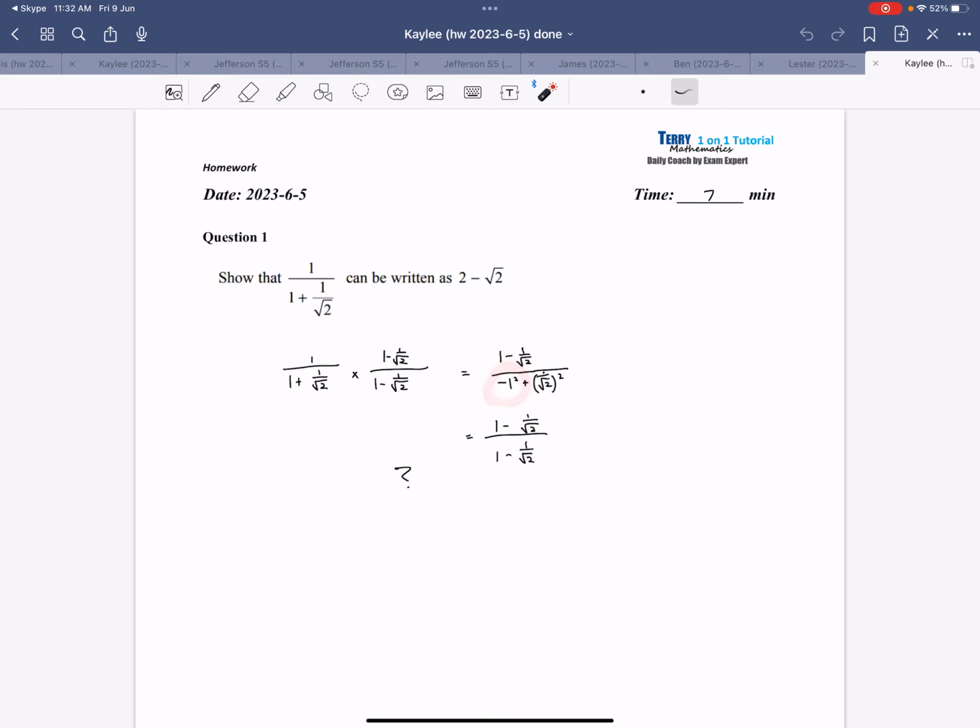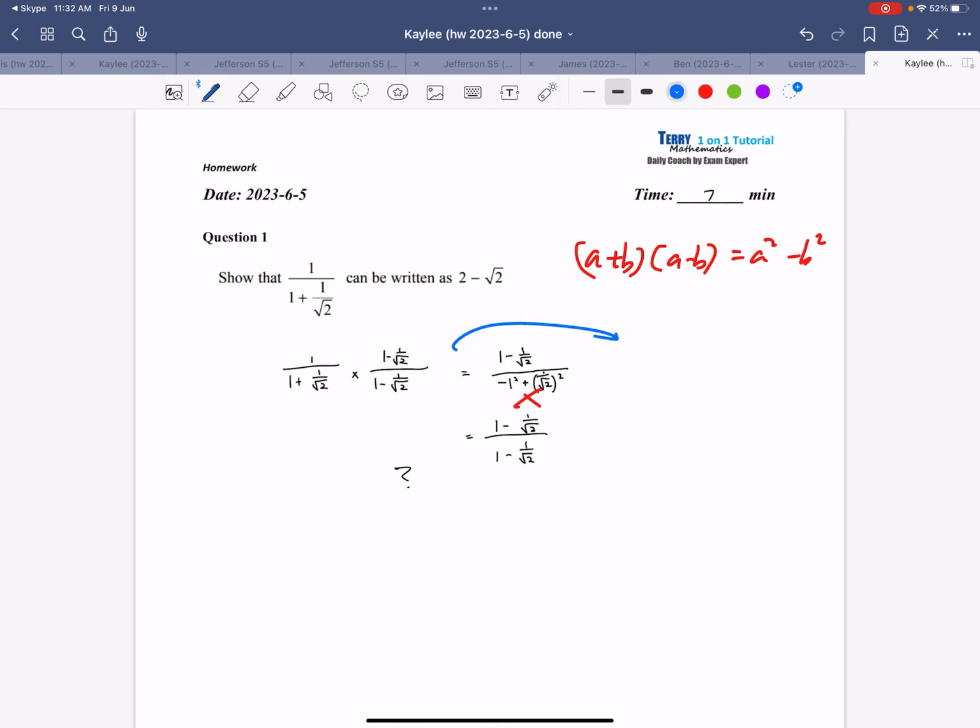this one is incorrect because a plus b times a minus b equals a square minus b square. So in this part, a is 1, b is 1 over root 2. So this part is not correct.